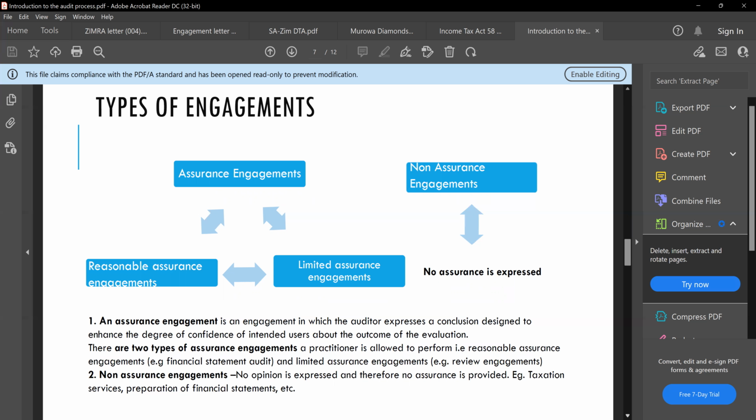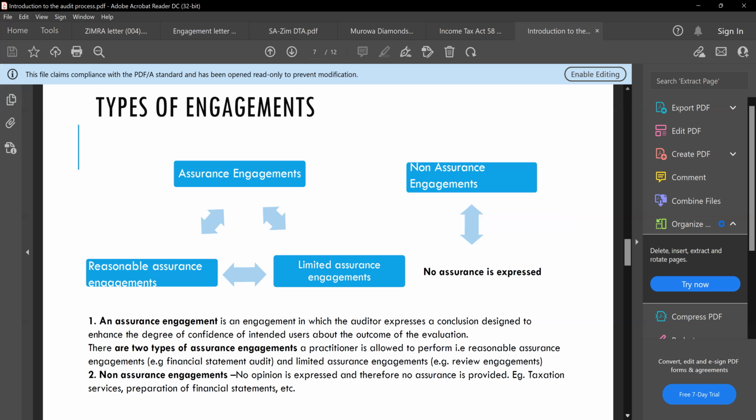An assurance engagement is an engagement in which the auditor expresses a conclusion designed to enhance the degree of confidence of the intended users about the outcome of the evaluation. There are two types of assurance engagements that a practitioner is allowed to perform, for example, reasonable assurance, as I've already mentioned, and a limited assurance engagement. With non-assurance engagements, no opinion is expressed and therefore no assurance is provided.